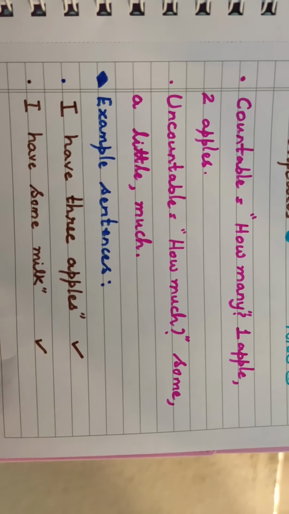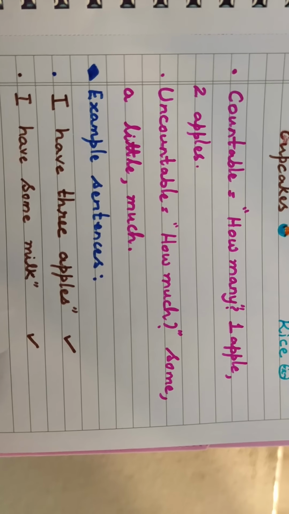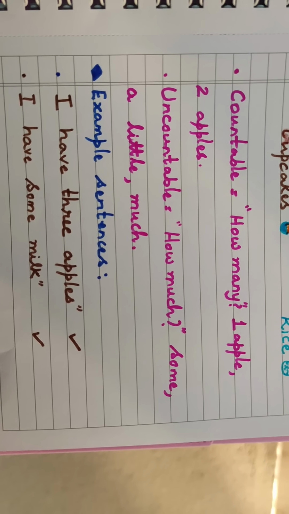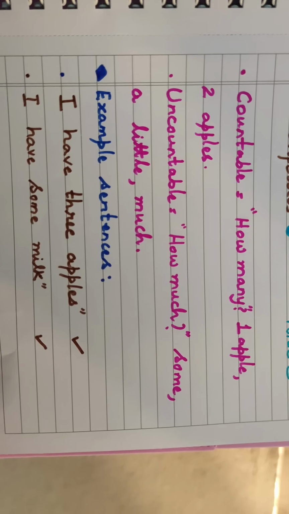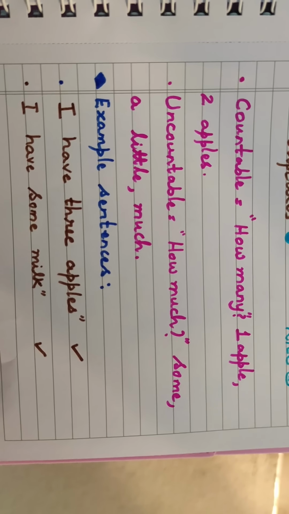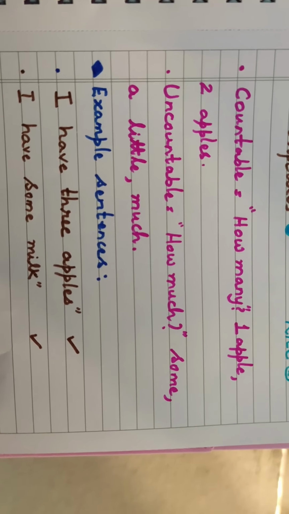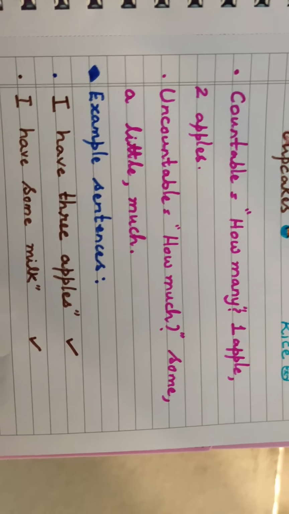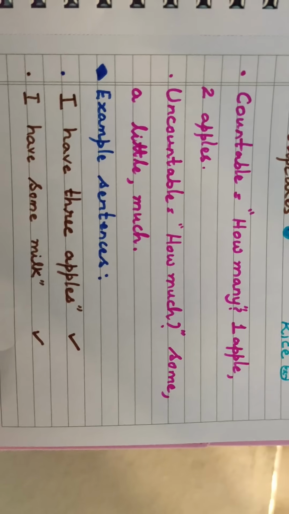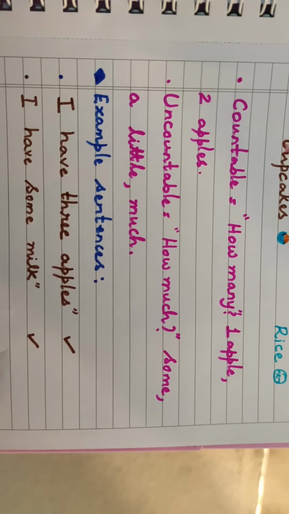Now some example sentences are here. I have 3 apples. I have some milk. Here, 3 apples are counted as 3, so 3 apples is a countable noun. Some milk is an uncountable noun.